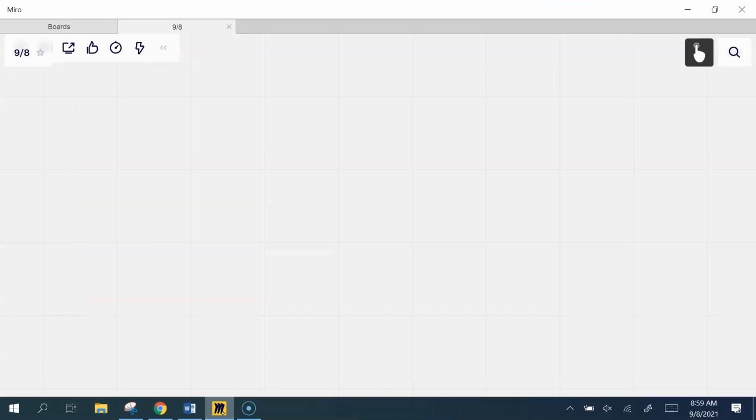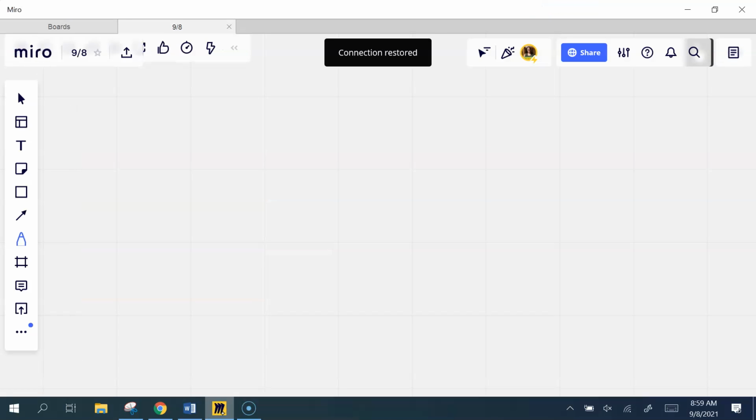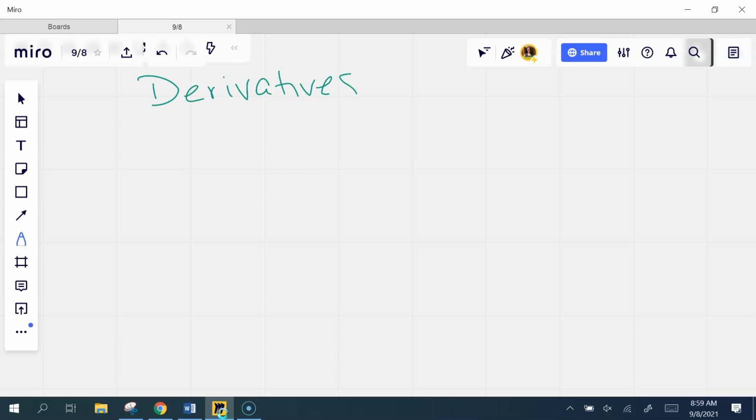So, calculus can be divided in two parts. Differential calculus, which deals with derivatives, and integral calculus, which of course deals with integrals. So we are getting into derivatives today. What does that mean? What is a derivative?